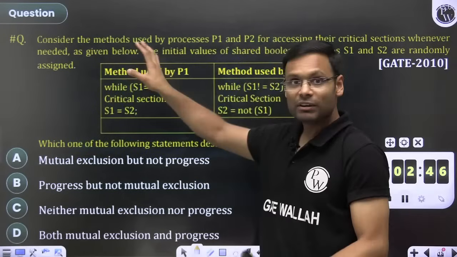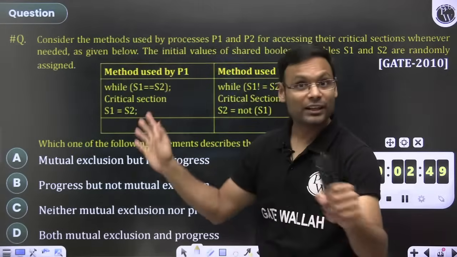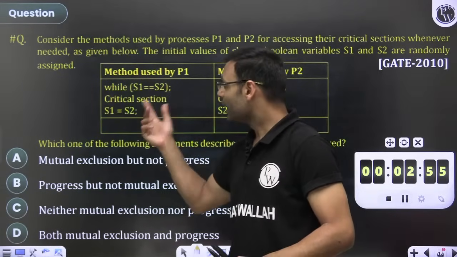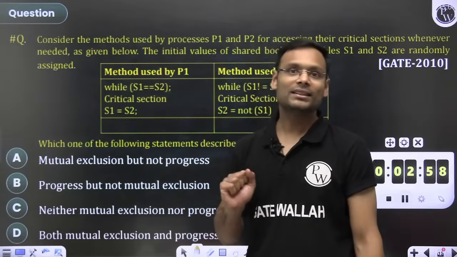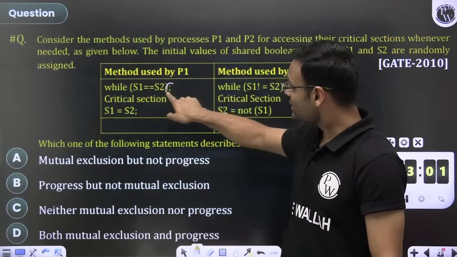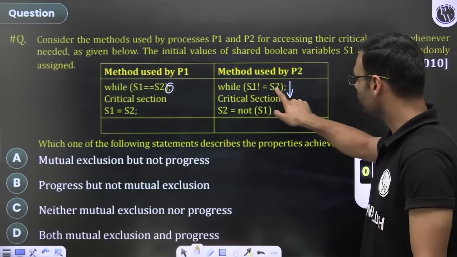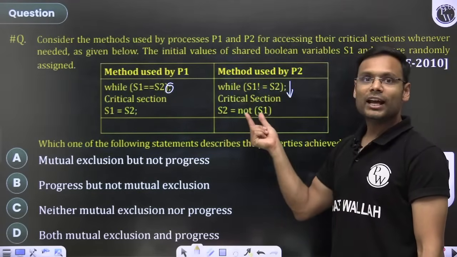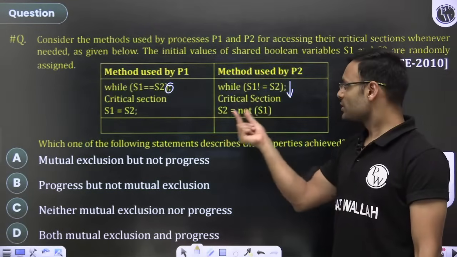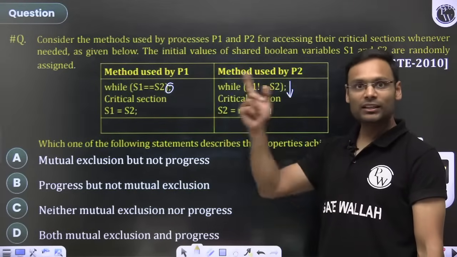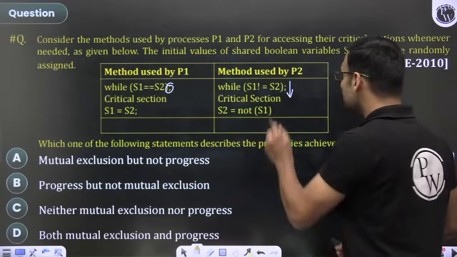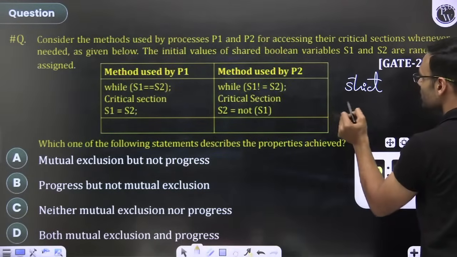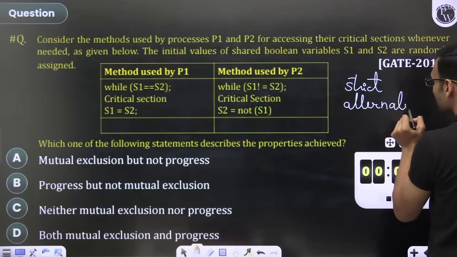But what happens if P1 and P2 are having S1 and S2 different values? P1 can enter into the critical section only at a time, and then it will make S1 and S2 equal. What happens in that case? When S1 and S2 are equal, this process is stuck and the other process can proceed. S1 and S2 not equal to each other, false. Equal to each other, then this process can enter and will make S1 and S2 different. S2 is equal to not of S1. Not of S1 means different value. Hence, this is the example of strict alternation, like a turn variable.